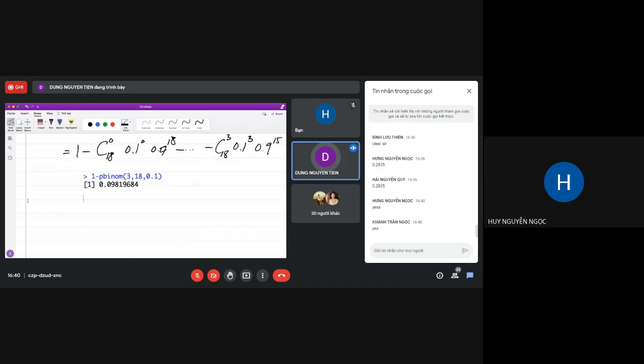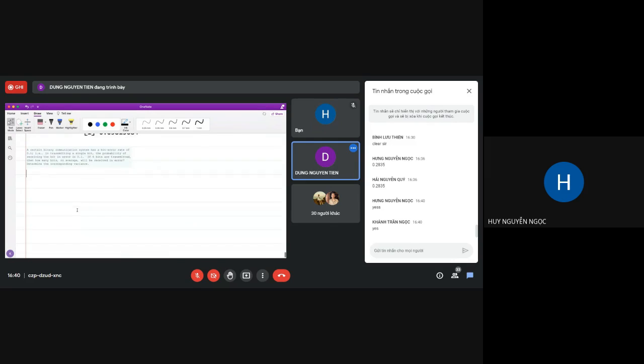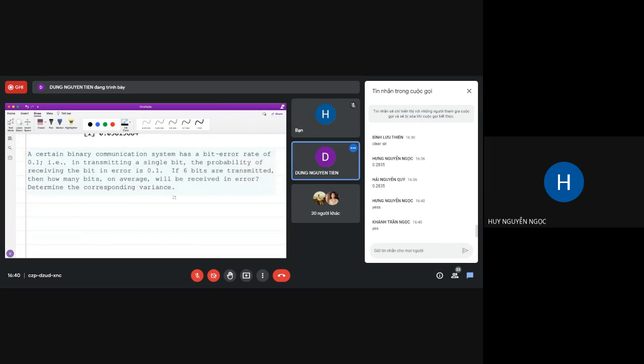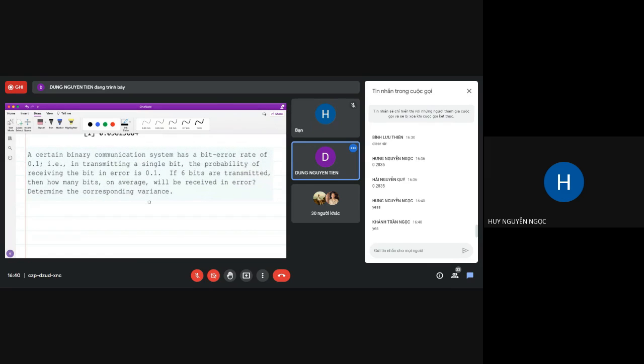Let's try the next example. A certain battery communication system has a bit error rate of 10%. If 6 bits are transmitted independently, then how many bits on average will be received in error? Then determine the corresponding variance.